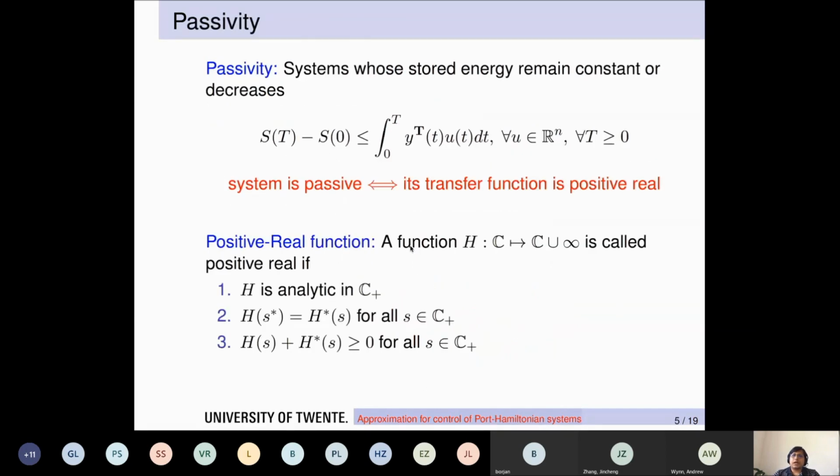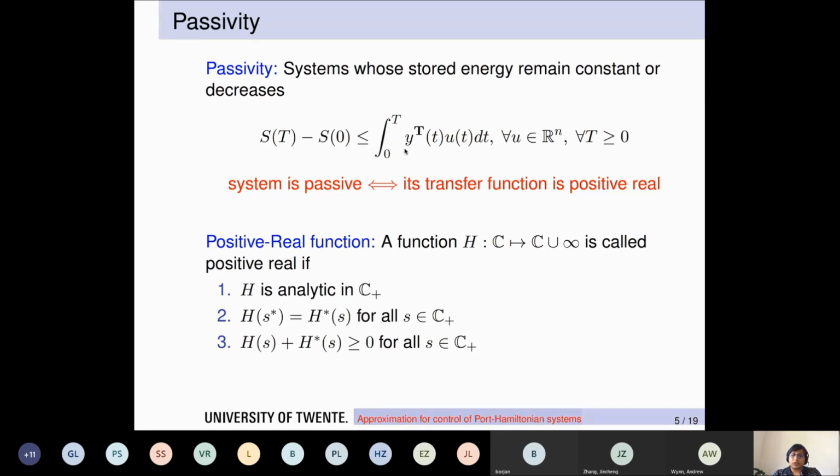So now I will discuss an important property of many physical systems, passivity. For a precise definition, we need a storage function and a supply function. But in a loose sense, passivity means the inability to generate energy. And this is important in a network of systems and also in some feedbacks. An equivalent property of passivity for transfer functions is positive realness.